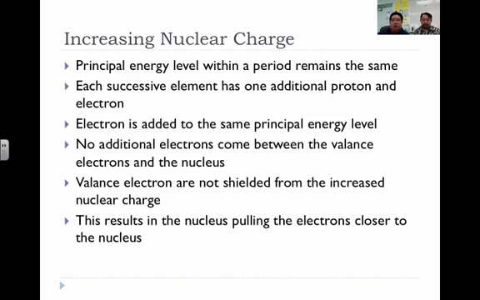In terms of nuclear charge, again, the principal energy level stays the same. With each element, you add a proton, and the electron goes in the same subshell. Same idea as before: no additional electrons are shielding those newly added electrons from the nucleus, and so pulling closer occurs. I think we've said it all.